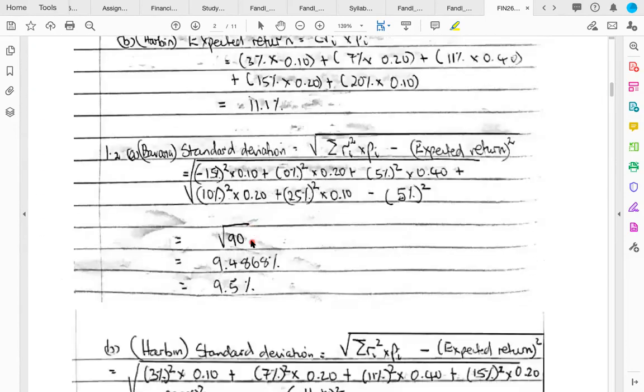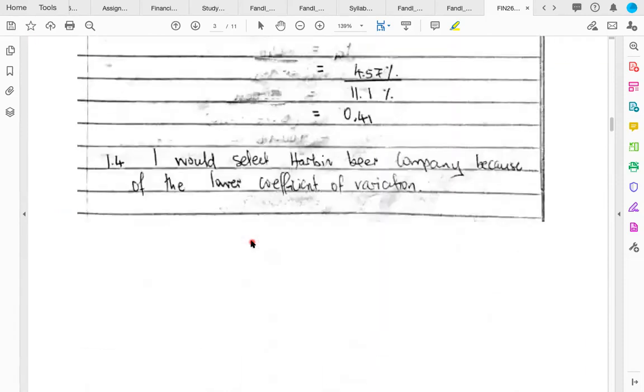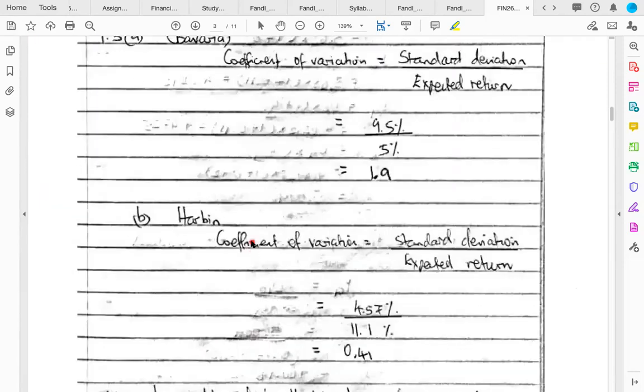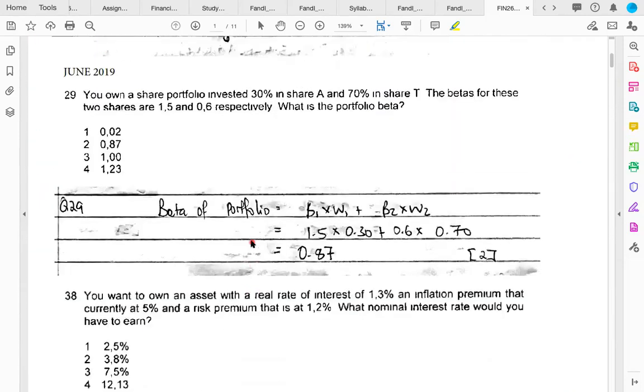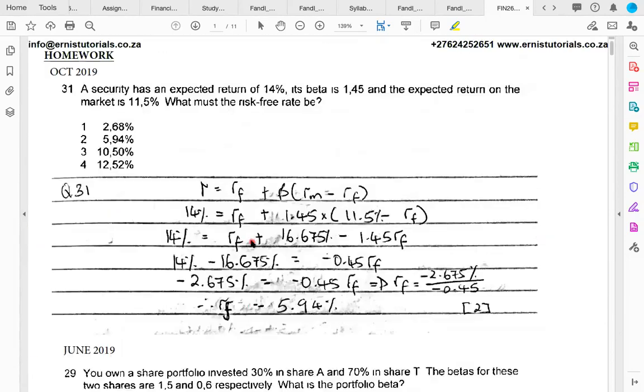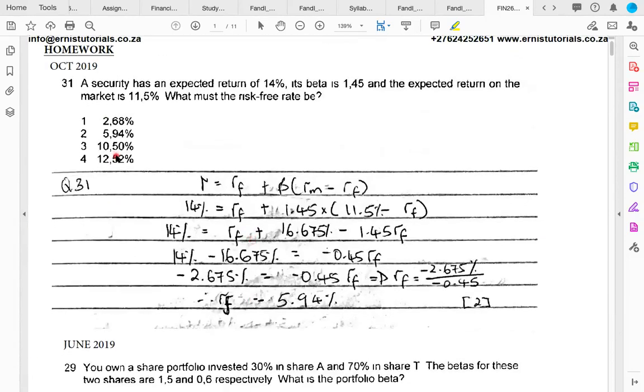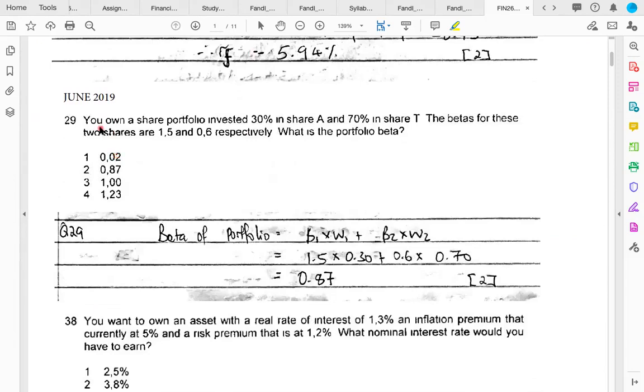Okay, and now section B. Section B had some long questions. I think it's still the same paper, October, November. Sorry, is it June 2019? Let me just see if I can open that paper and we can go through those questions just to help you to better understand the concepts that we're looking at.